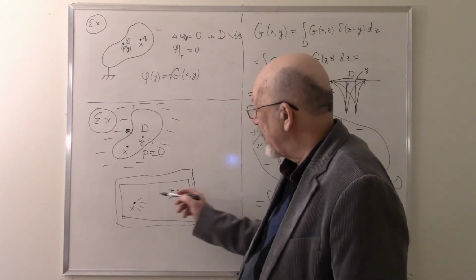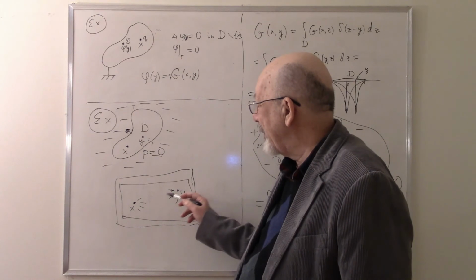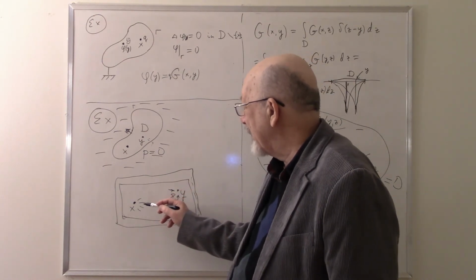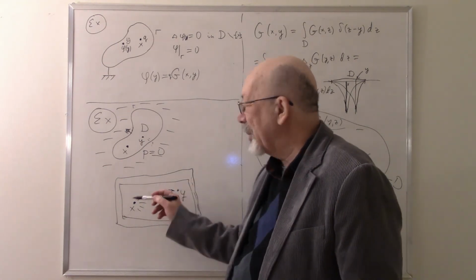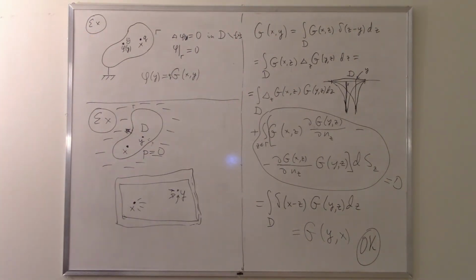And so if you change places of the source and receiver, put your microphone at the point x and the speaker at the point y, then we get the same transmission coefficient.